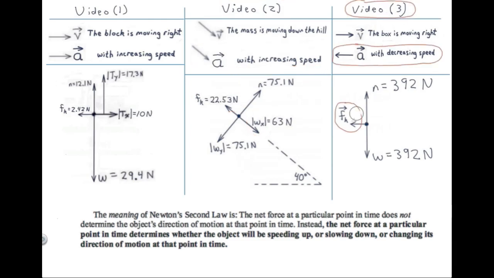In video 3, the kinetic friction force is trying to slow down the box, and there are no opposing forces, so the box will slow down. So, on each of these 3 problems that we've worked on, the net force determined whether the object would be speeding up or slowing down, in accord with Newton's second law.